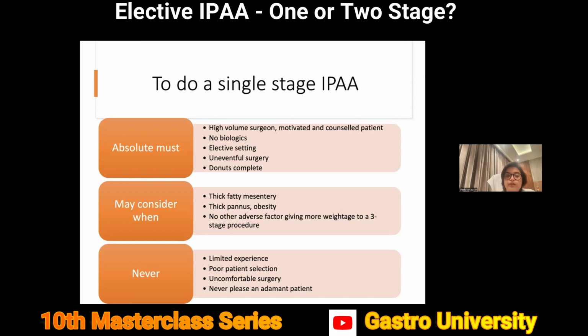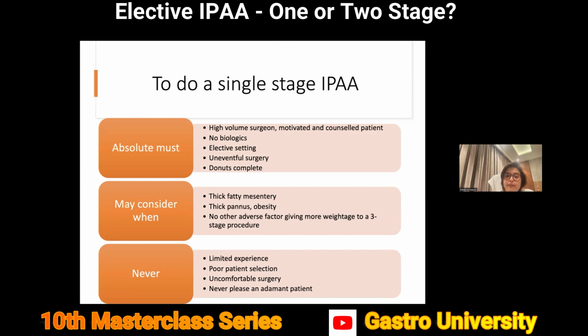That is probably one of the few areas where one would take the chance in avoiding a diversion stoma. Additionally, there should not be any adverse factors that would give more weightage to performing a 3-stage procedure rather than a 2-stage procedure. So if you cannot really bring out an ileostomy following a pouch, maybe do an end ileostomy and stage it as a 3-stage procedure rather than doing it as a 1-stage.